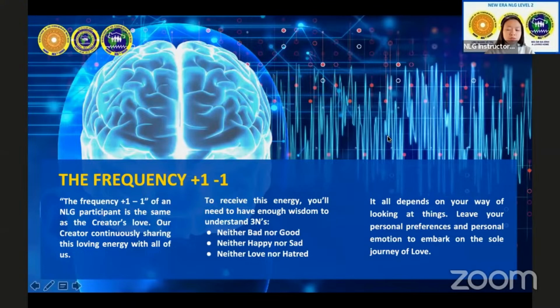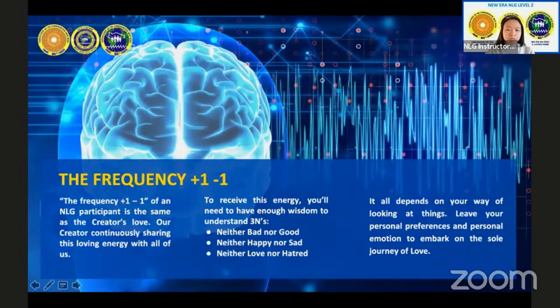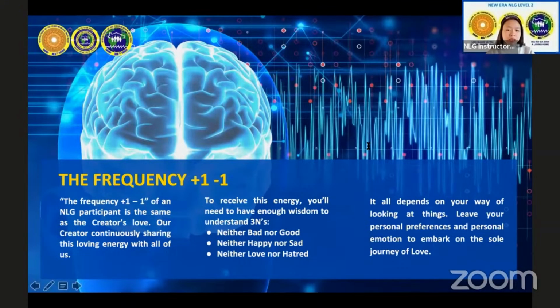So this +1 -1 frequency, as we've already talked about, is really, really important. This is a frequency that you can have when you actually understand the core elements of love and morality. So basically, when you're in a negative state, being very angry, very bitter about something, resenting something, experiencing guilt, self-blame and things like that, what you're doing is actually distancing yourself from the +1 -1 frequency. Okay.